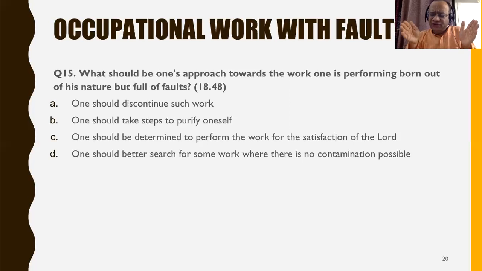Maybe your modes of nature should be satisfied in a shastric way, in a dharmic way. But ultimately, you have to make it an ashram. You have to lead to spiritual progress. That is how the Varnashram system works. Hope that is clear. It is making sense.